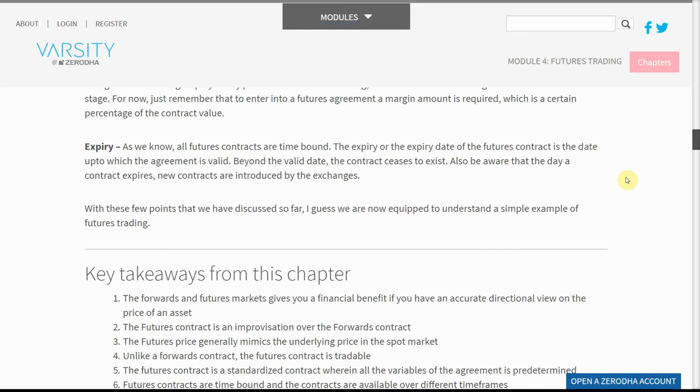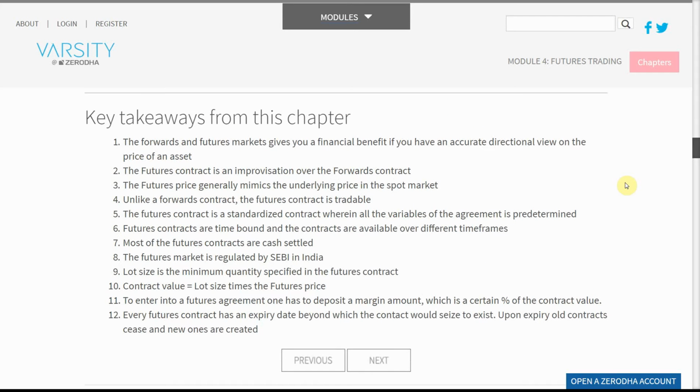Expiry. As we know, all futures contracts are time-bound. The expiry, or the expiry date of the futures contract, is the date up to which the agreement is valid. Beyond the valid date, the contract ceases to exist. Also be aware that the day a contract expires, new contracts are introduced by the exchanges. With these viewpoints that we have discussed so far, I guess we are now equipped to understand a simple example of futures trading.